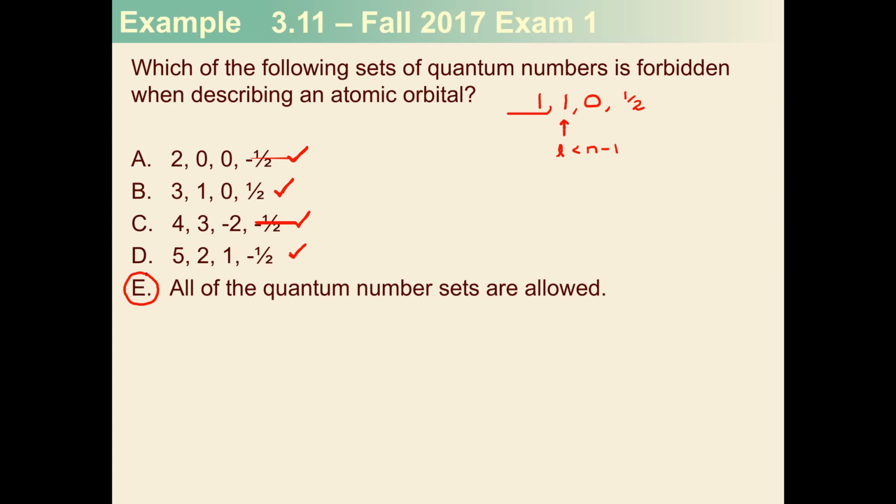So let's go and look at another forbidden possibility. So what happens if I were to say that I have 2, 1, -2, 1/2? Notice that it would be the third term that violates this here, because normally I'm allowed to only go from -L to our positive L. Well, in this case, our -2 exceeds our L, so this would be an incorrect term.